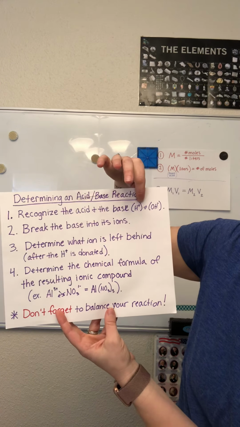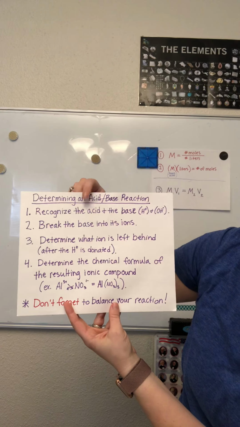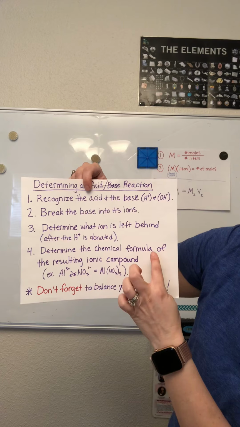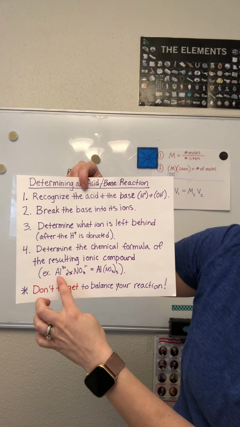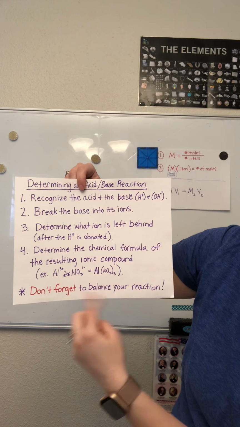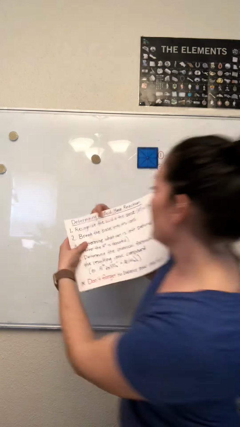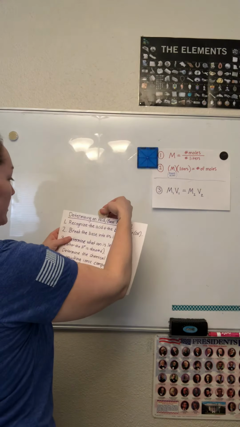Okay. Once you do that, you're going to break the base into its ions. So you're going to put that line and break it. And then you're going to find what ion is left behind. I'm going to show you this in just a second. And then you determine the chemical formula from the resulting compound. So that's when you cross things over. Okay? And then I said, don't forget to balance your reaction. Okay? So I'm going to show you these steps really quick.